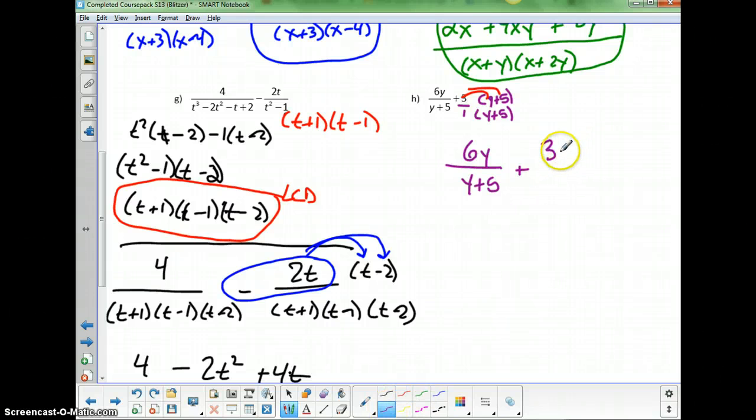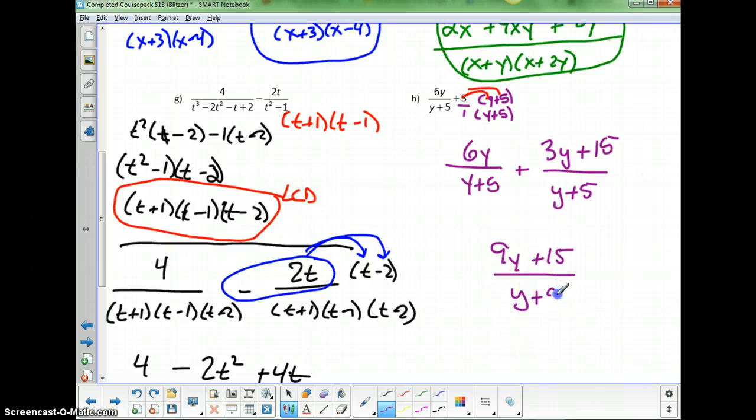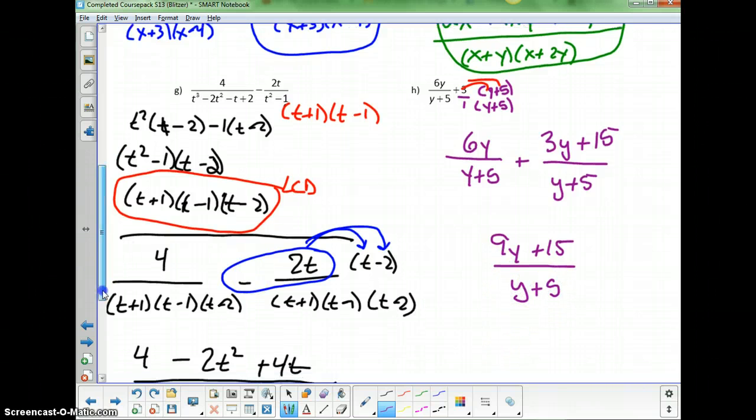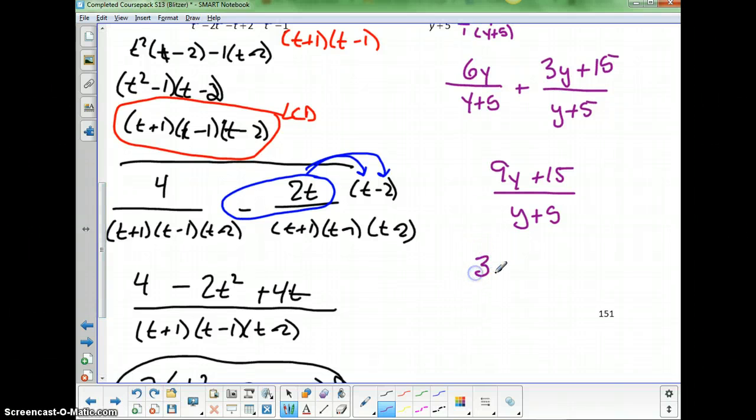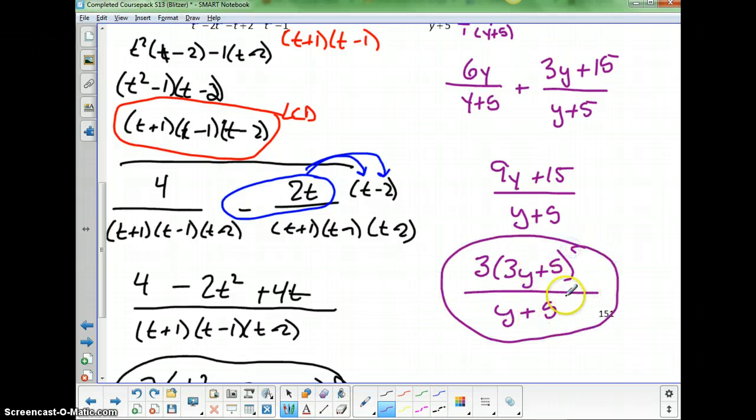3y plus 15 over y plus 5. Okay, so altogether 6 plus 3 is 9y plus 15 over y plus 5. 9y plus 15 can be factored. They can both be divided by 3. So that'll be 3 times 3y plus 5 over y plus 5. And the thing's the same, so it doesn't reduce any further. That's my final answer.